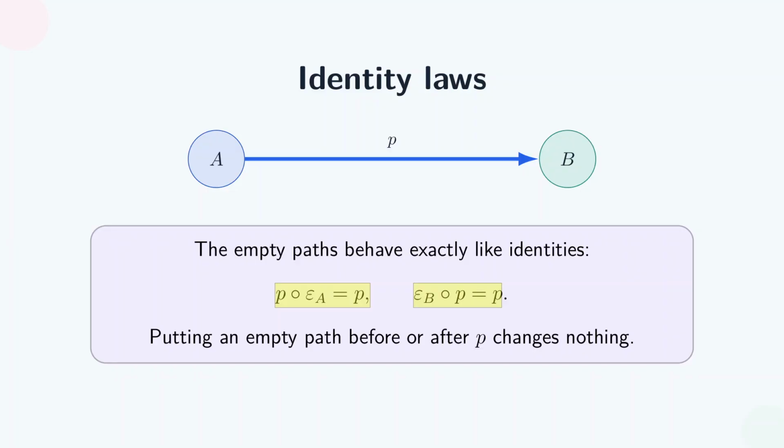So already we can see the structure settling into place. Objects come from vertices. Morphisms come from paths. Identities come from empty paths. And composition comes from concatenation. The machine is starting to hum.